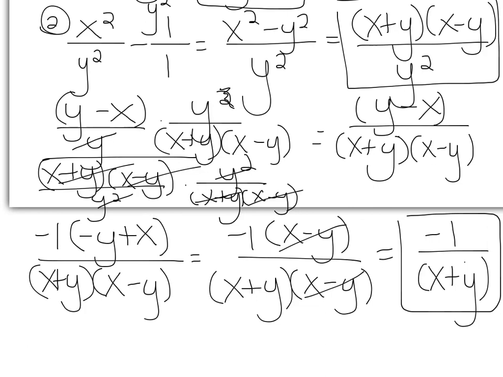And I missed something, I apologize. I forgot about this y right here. So this y should also be multiplied right here. So when you pulled out a negative 1, it would be negative y. So the answer is negative y over x plus y.